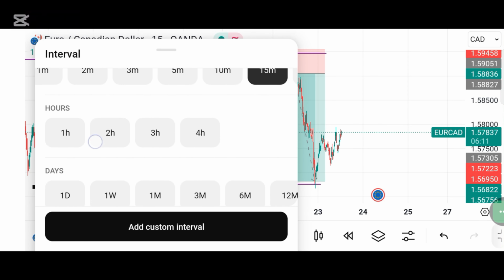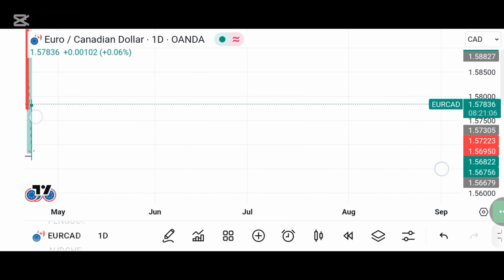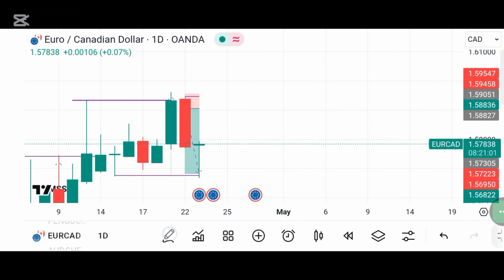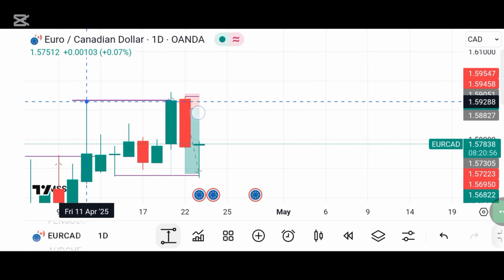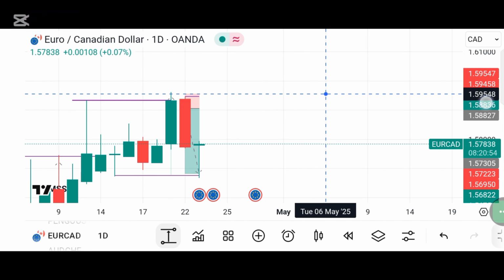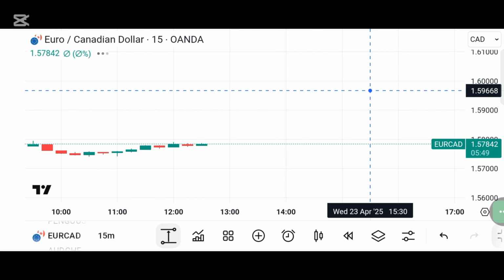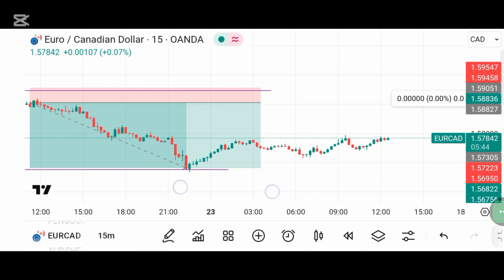You see something here in the daily time frame. Same CRT entry model. This is what I mostly trade. See here, price took out liquidity from a very long term here. This liquidity was swept from this high, which is a long term liquidity. So I went as low as 15 minutes. Now on the 15 minutes, this is what I have.